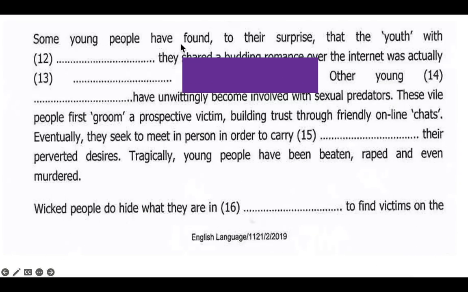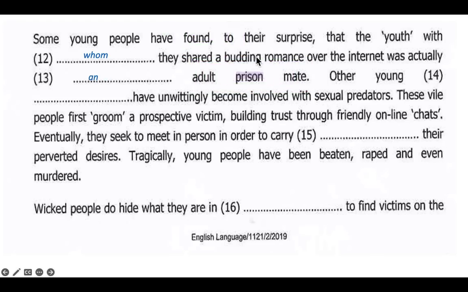Some young people have found it to their surprise that the youth with whom they shared a budding romance over the internet was actually an adult prison mate. Other young dash have unwittingly become involved with the sexual predators.